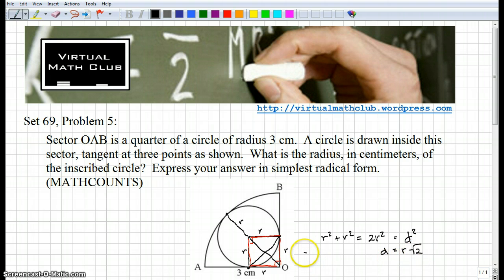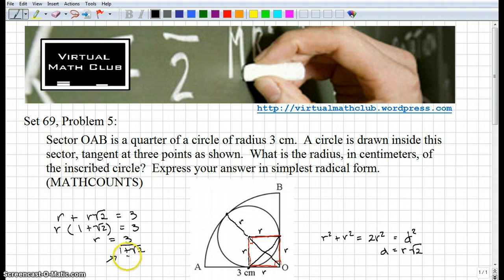All right, so we can add r plus r times the square root of 2, and that's going to be equal to 3, because we're given the radius of the quarter circle. So let's solve for r. Let's factor out an r here, and we'll get r times 1 plus the square root of 2 is equal to 3. Then we'll divide both sides by 1 plus the square root of 2, so we get r is equal to 3 over 1 plus the square root of 2. And if you got this, you're doing very well.